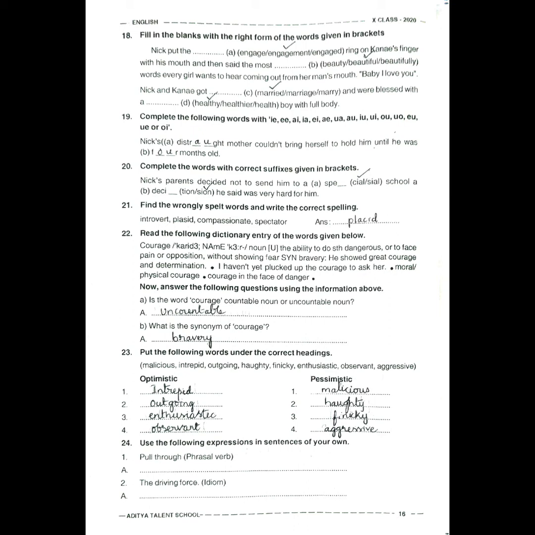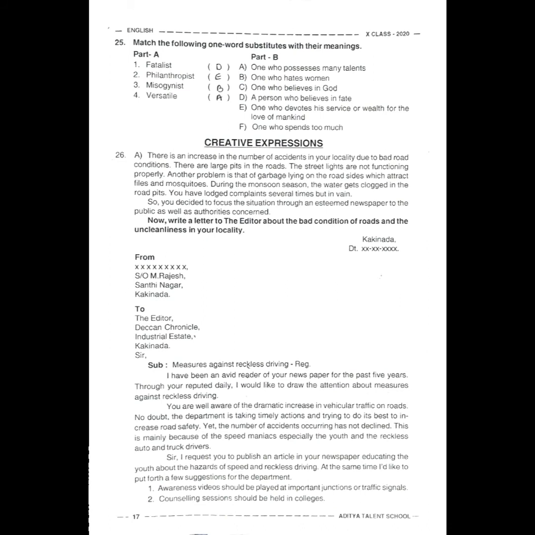The following one word substitutes with their meanings. Let us do the 25th one. So two columns are given, let us match them. Part A, Part B. We have already learned about the meanings of these one word substitutes. Let us match them. Part A: fatalist, philanthropist, misogynist, versatile.